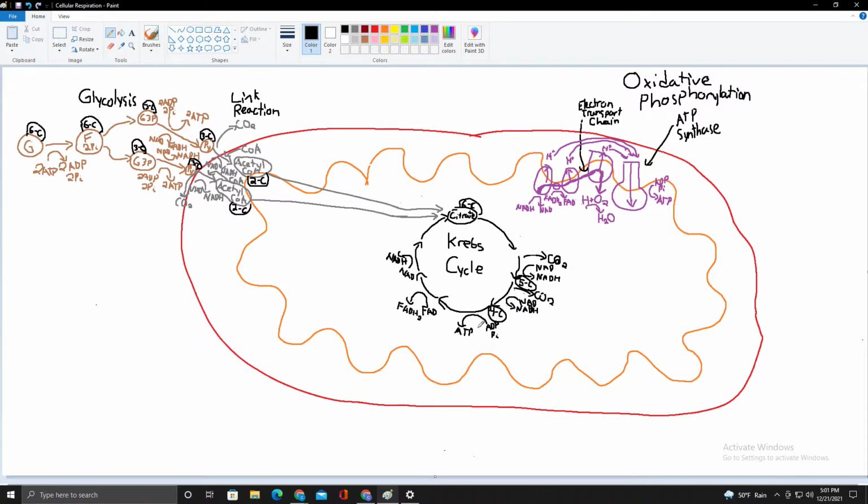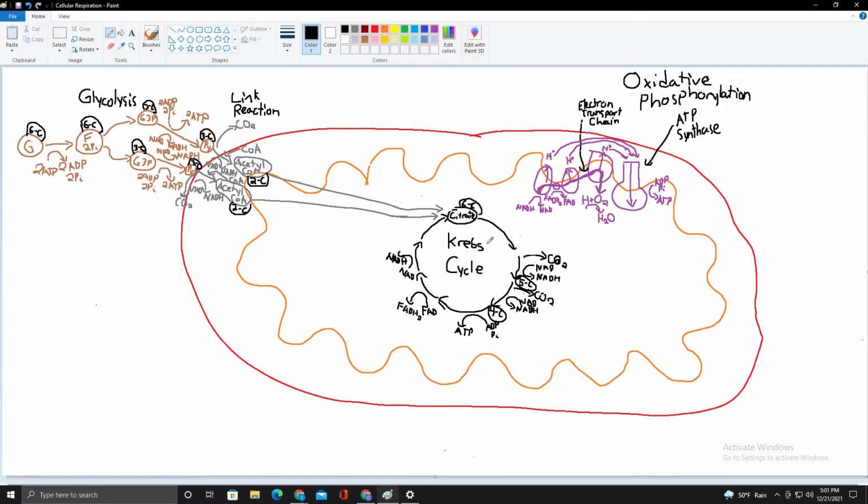ADP and a phosphate group into an ATP. Then it converts an FAD into an FADH2, and finally an NAD into another NADH, which then loops back around, and the acetyl coenzyme A adds the 2 carbons onto the 4-carbon compound, which creates a 6-carbon compound.